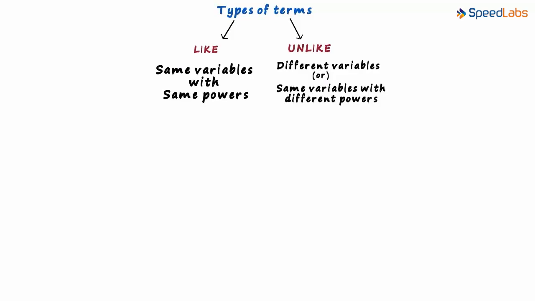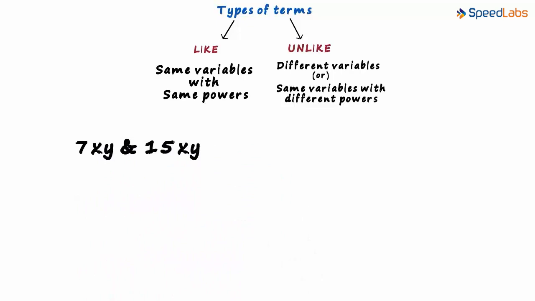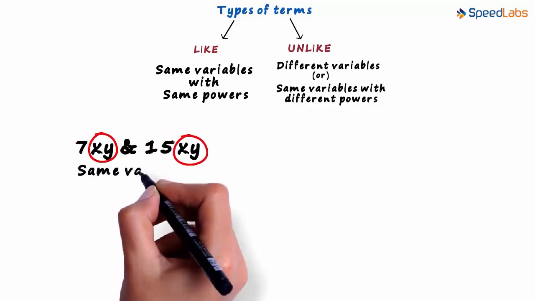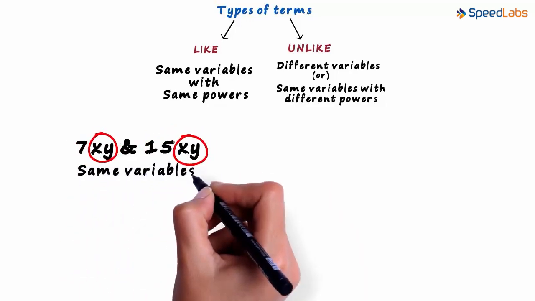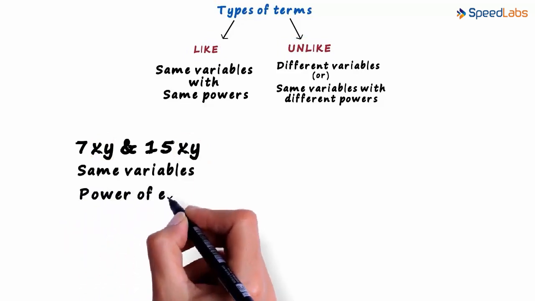Consider two terms, say 7xy and 15xy. Are these two terms like or unlike? Remember, to know the type, we just have to look at the variables and not the constants. Both these terms have the same variables, x and y. But that is not enough to tell us if they are like or unlike. The next thing we need to compare is the power of each variable.